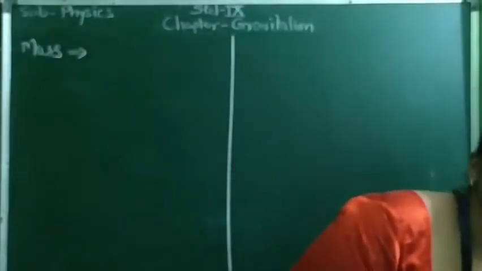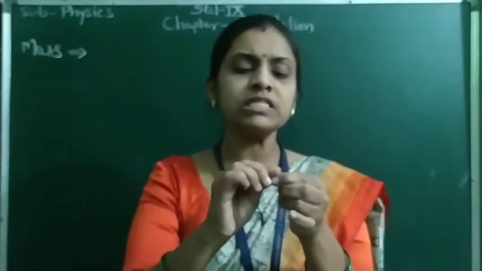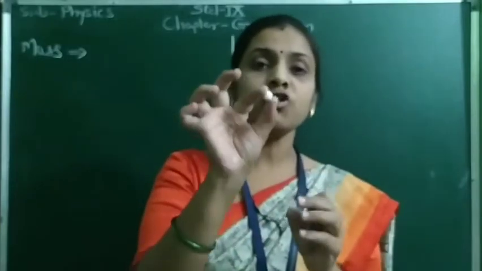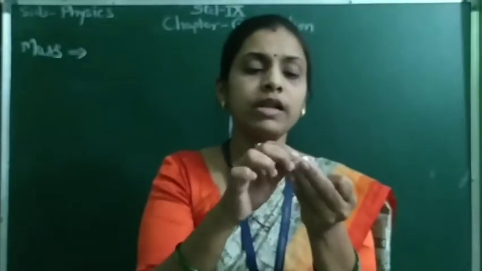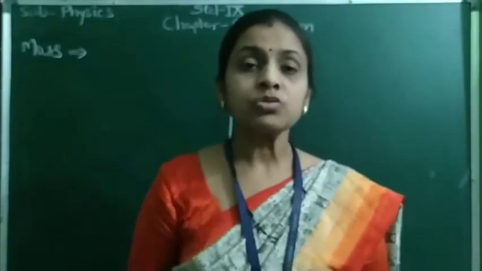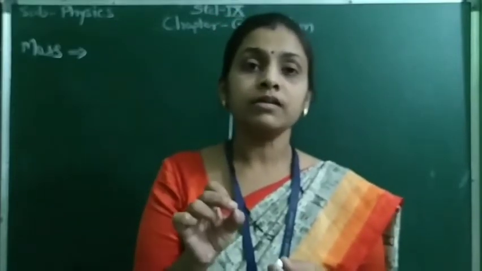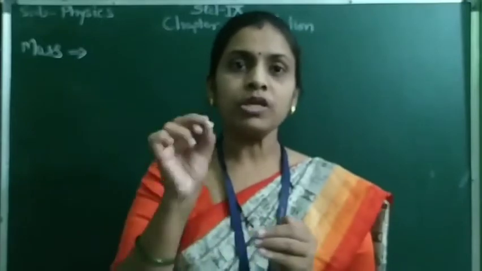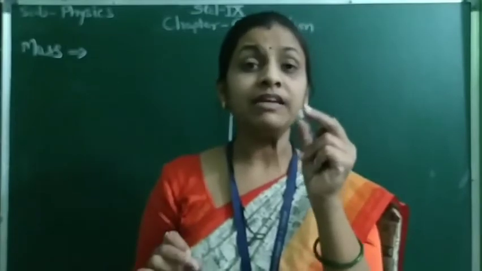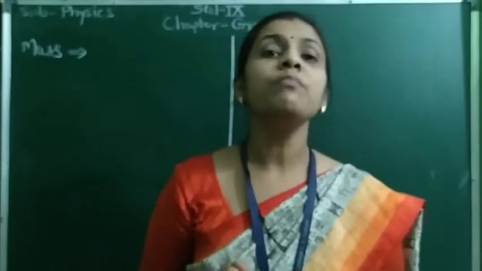So if we consider any object, or if we take the smallest particle of this chalk, then it also contains some matter. So the mass of an object is nothing but the matter contained in the body. If we say that it is an object, that means the object has a body, and if it has a body, then it contains some matter, and therefore that is called the mass of an object.